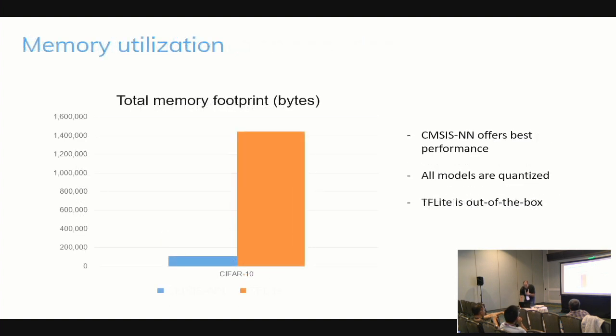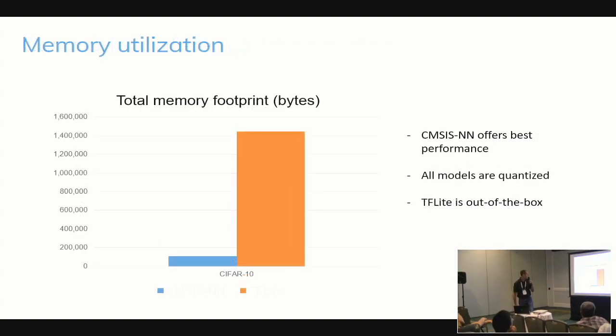All right. The other thing here is on memory utilization. Again, CMSIS-NN is significantly more efficient on memory utilization than TF Lite. I mean, CMSIS-NN basically boils down to a binary that you can create, whereas TF Lite requires a runtime, so it has to support all the extra overhead with that runtime.